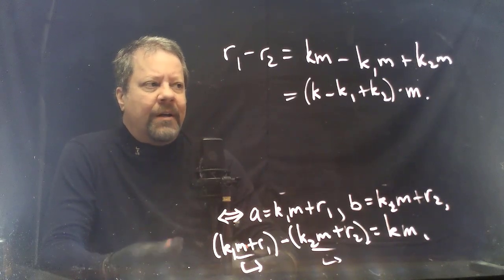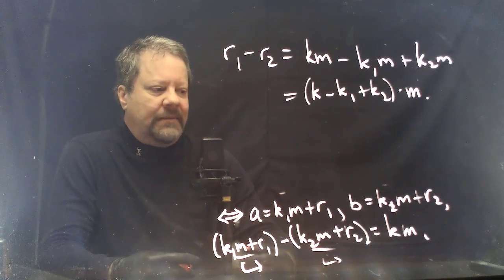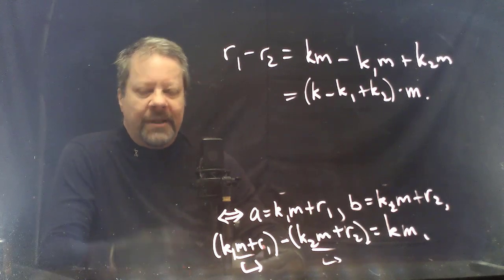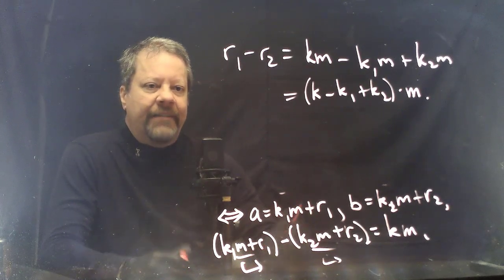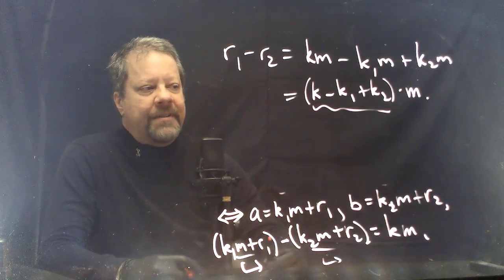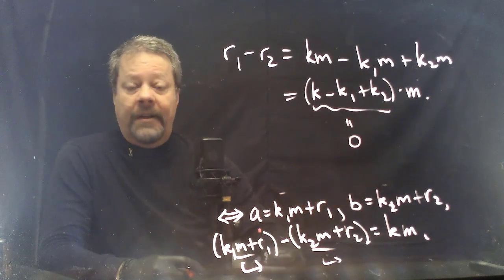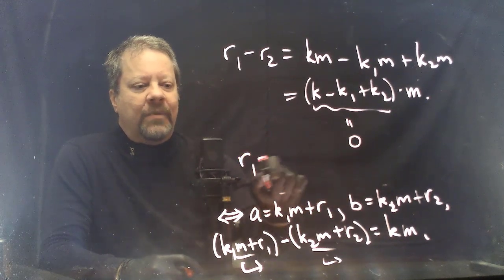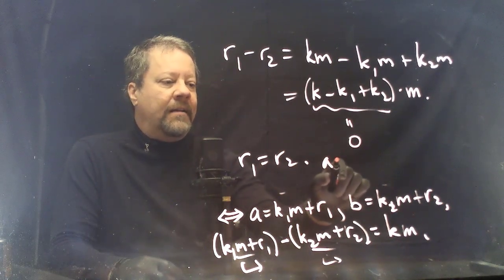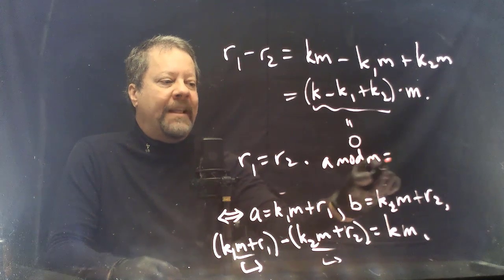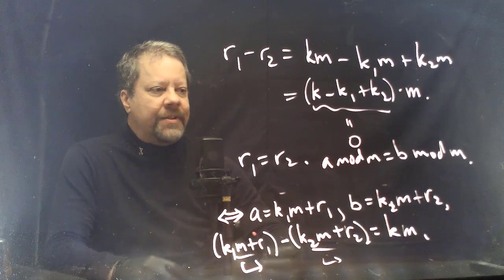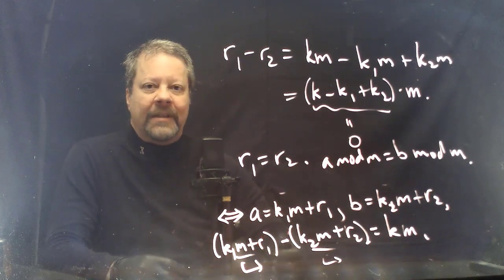But remember, r1 and r2 have to be smaller than m. And so when you subtract them, you must get something between, and not including, negative m to m, which means the only possibility for this integer is 0, which means then that r1 equals r2. That gives us a mod m equals b mod m. Since all of the steps are reversible, we get equivalence.